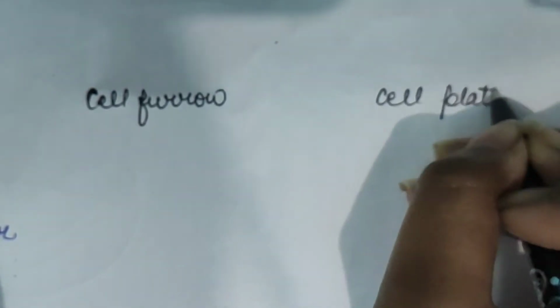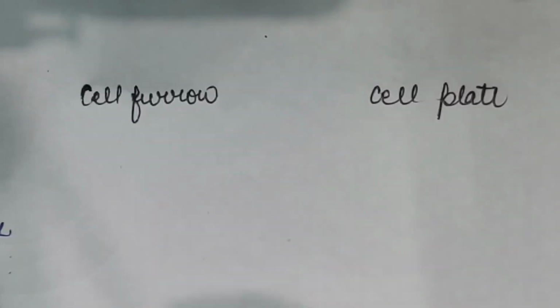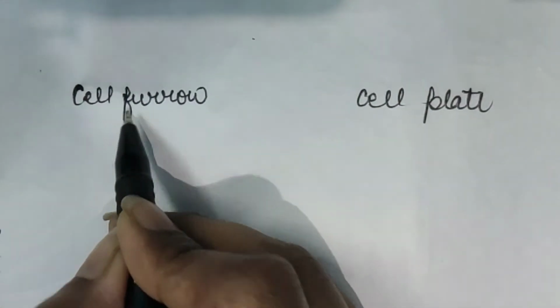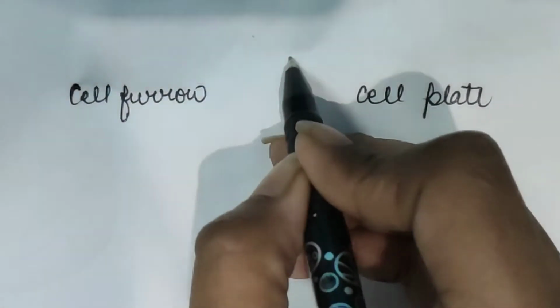So now we are going to differentiate the cell furrow and cell plate method. Okay.